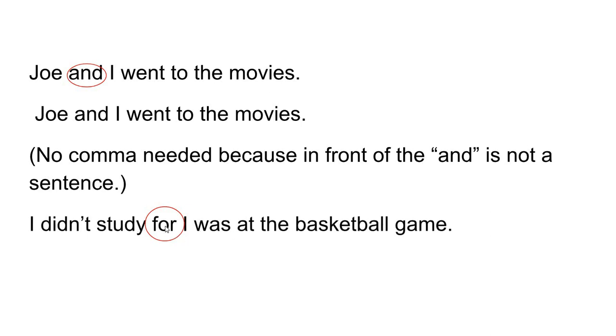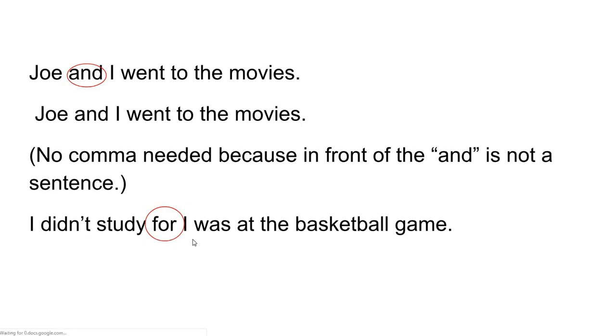"For" is kind of an old-fashioned sounding conjunction. It really just means "because." Okay? So, "I didn't study for I was at the basketball game." We're going to circle our conjunction. We're going to check to the left. I didn't study. I is my subject. Didn't study is my verb. I didn't study. That's a complete thought. It's not the world's greatest sentence, but it's a complete thought.